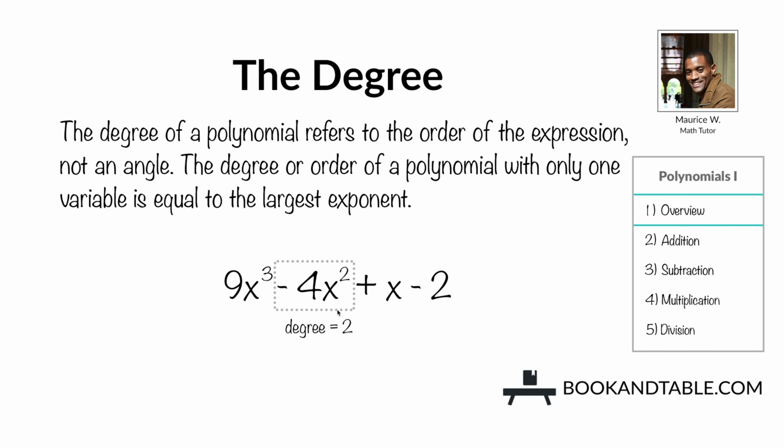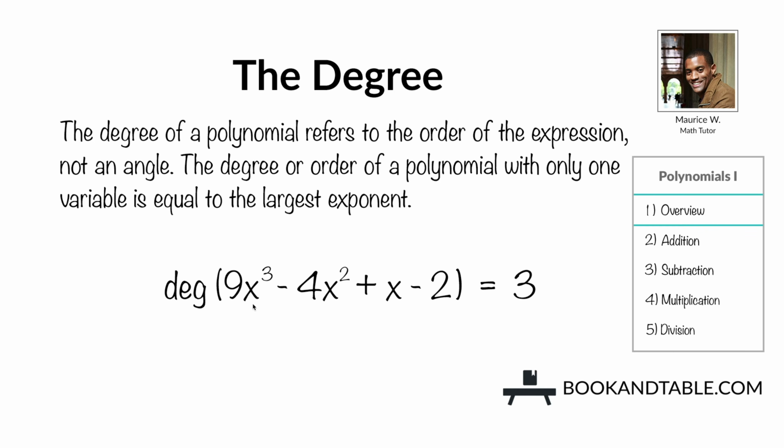Then we have negative 4x squared. The constant has a degree equal to 0. The variable x has an exponent equal to 2, so this term has a degree equal to 2. And 9x cubed, 9 has a degree of 0, x has a degree of 3, so this term has a degree of 3, and the degree of the entire polynomial is equal to the degree of the largest exponent. So the degree of 9x cubed minus 4x squared plus x minus 2 is equal to 3.